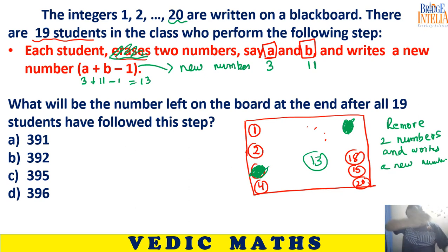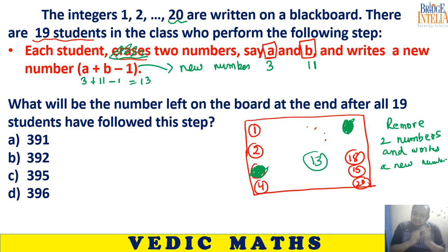So now the first student comes back. The second student will go again, he will do the same procedure. So in each step one number reduces from the blackboard. 20 becomes 19. Similarly 19 will become 18. So each student is deleting two numbers and writing a new number. So if 19 students go to the blackboard, each student will remove one number effectively.